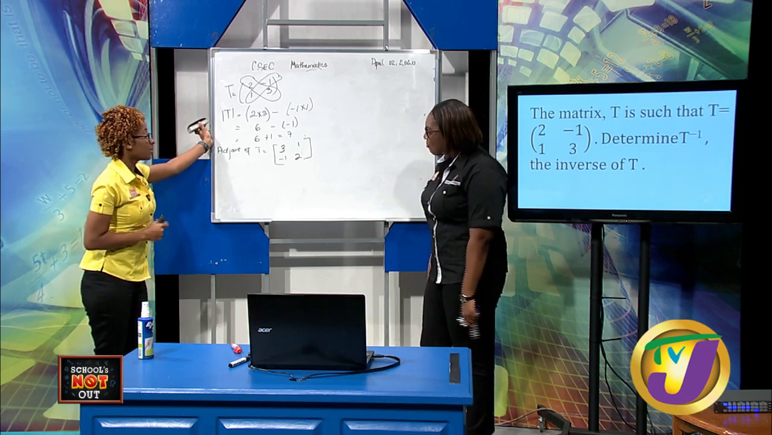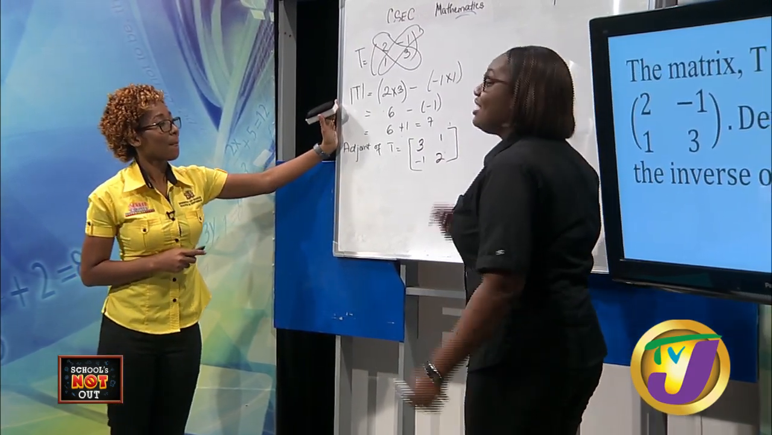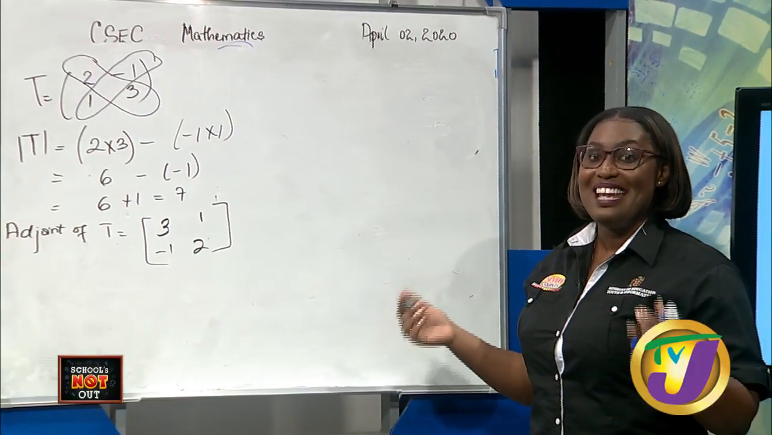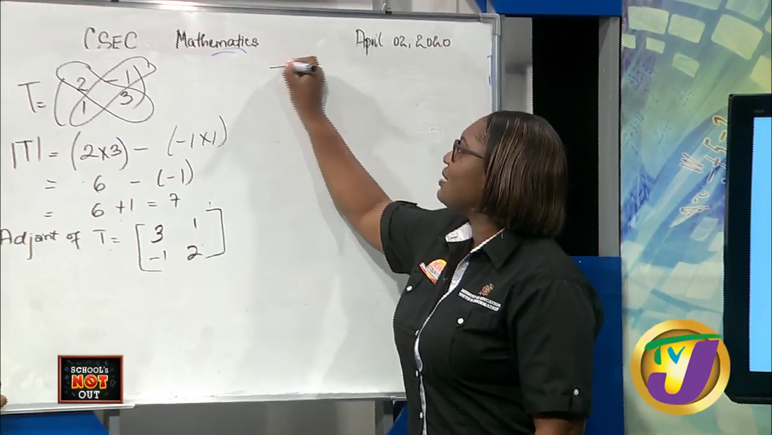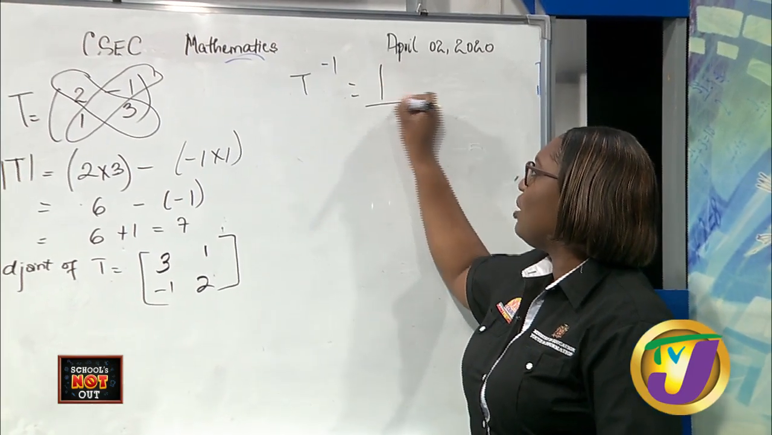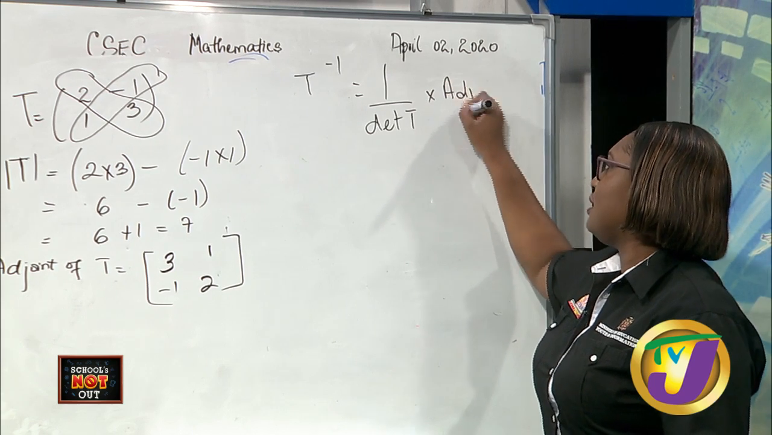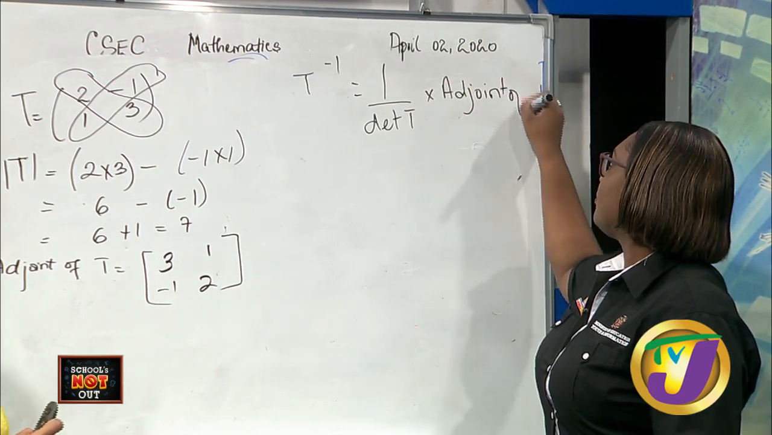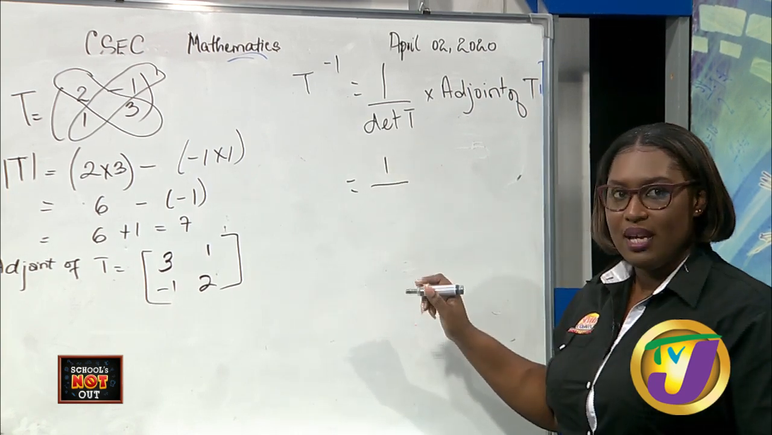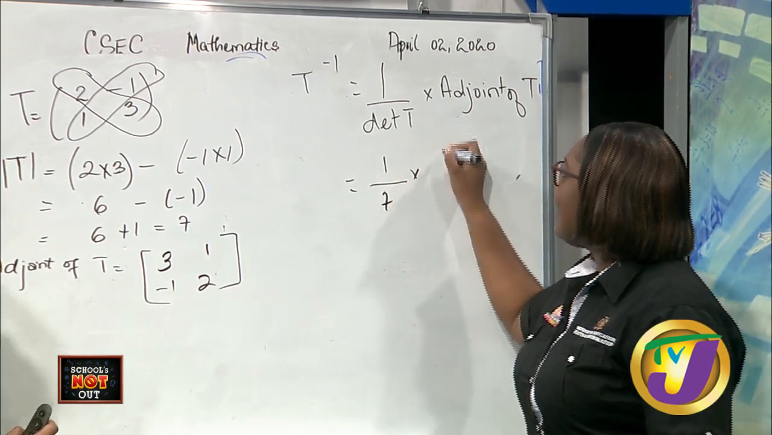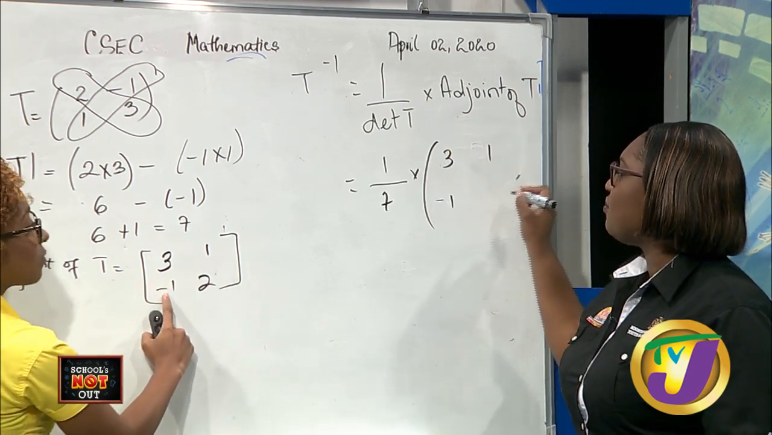You can take it from here? No, man. What do you mean? Continue. You're doing such a good job. All right. So now we need to find the inverse of this matrix by putting everything together. T inverse is simply going to be 1 over the determinant of T multiplied by the adjoint of T. So let's go. The determinant of T was what again? It was 7. And the adjoint is 3, 1, -1, 2.